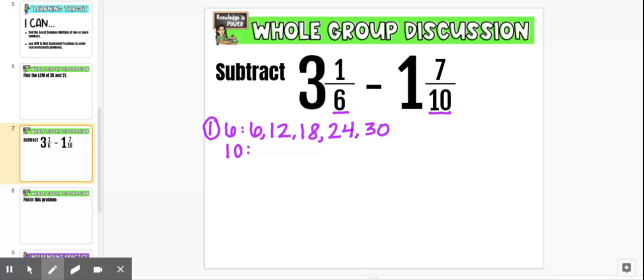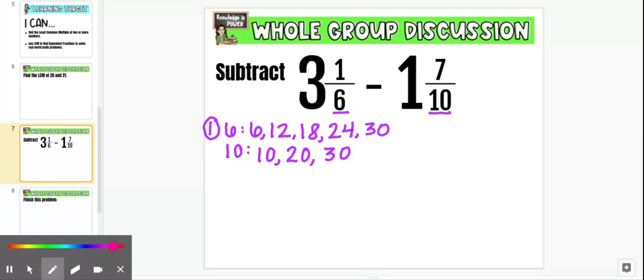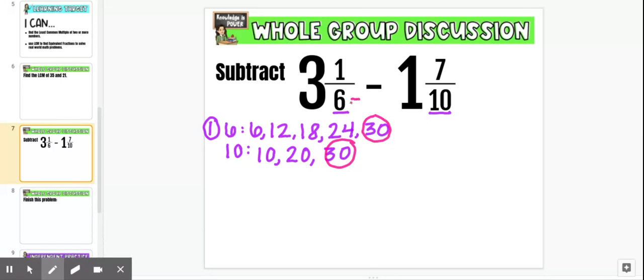Now I'm going to go to 10 and say 10 times 1 is 10. They don't have anything in common yet. 20, nothing in common yet. And 30, and there it is. So my common denominator is going to be 30. So I need to make this 30. And I need to make this 30.